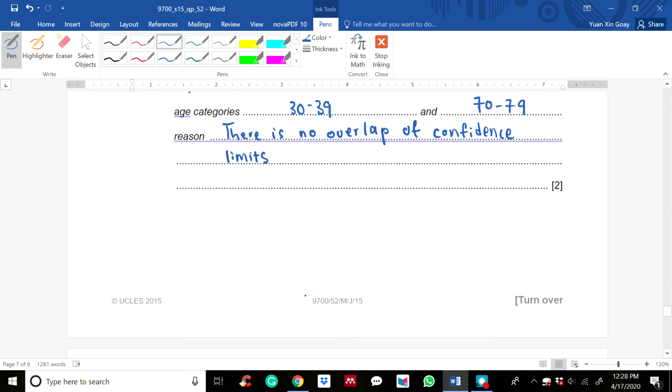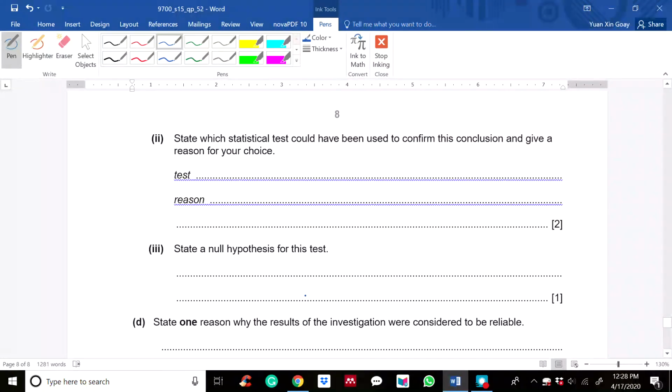So the next step is to carry out a statistical test to further confirm the conclusion, saying that the mean conduction velocity in the ulnar nerve varies significantly with age. What is the test that you need to perform? Answer is t-test. Reason: t-test is used to compare two means to see if they are significantly different.